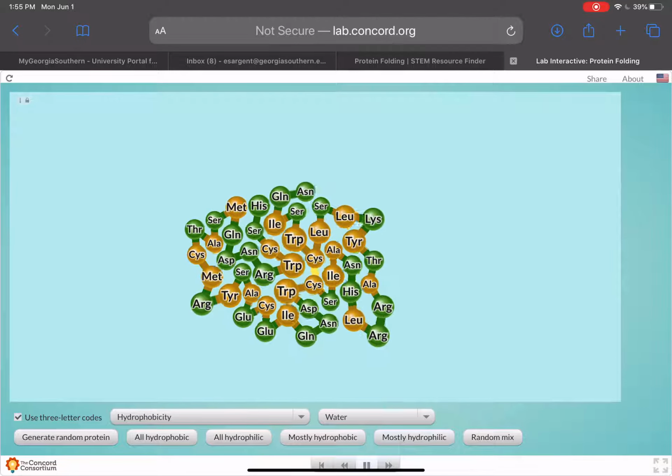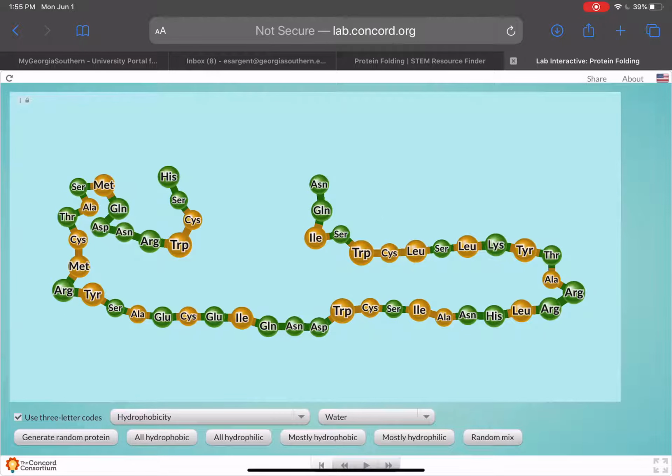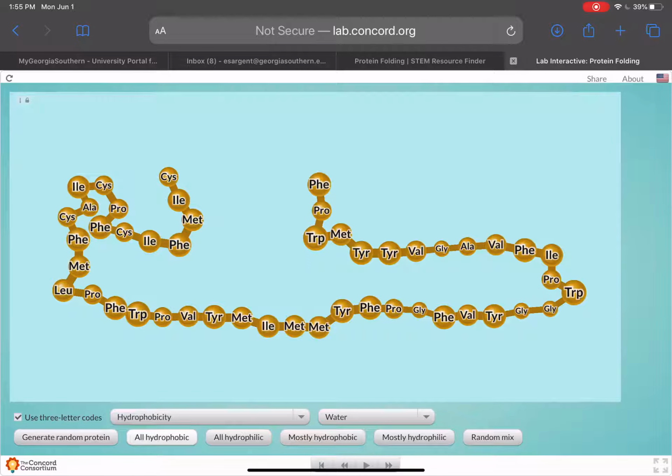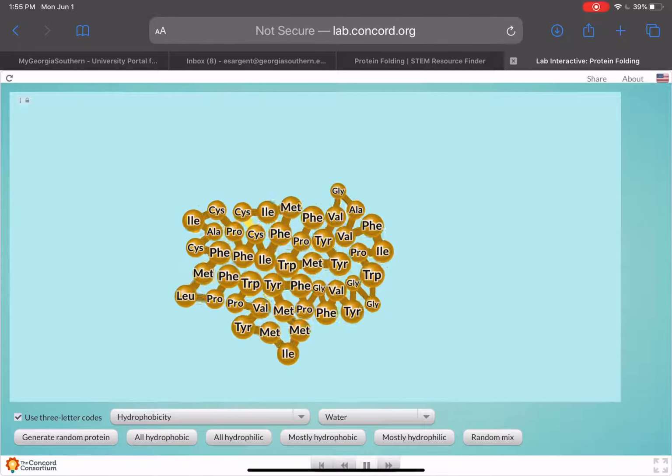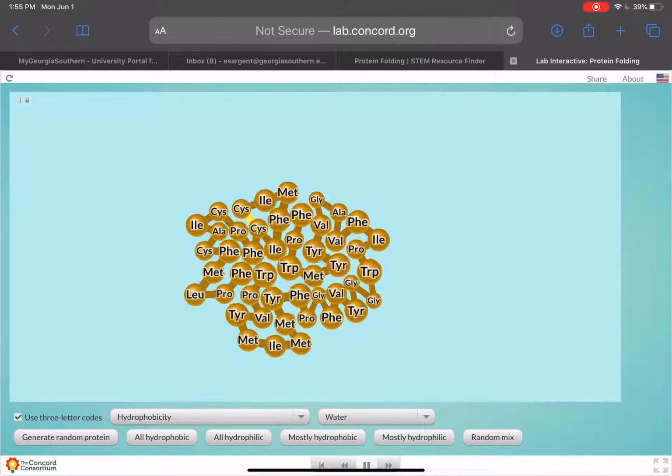If we go ahead and, let's reset. If we go ahead and make the entire chain hydrophobic, what do you think is going to happen? We're still in a watery environment. Yeah, it's all going to clump up. This would be just like dropping a drop of oil into a cup of water. So they're going to form van der Waals interactions with each other, and they're going to avoid the water.